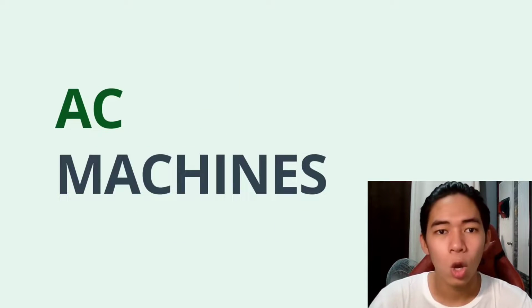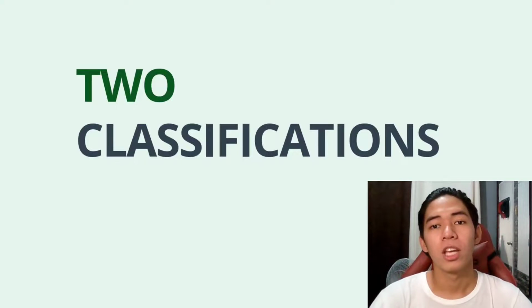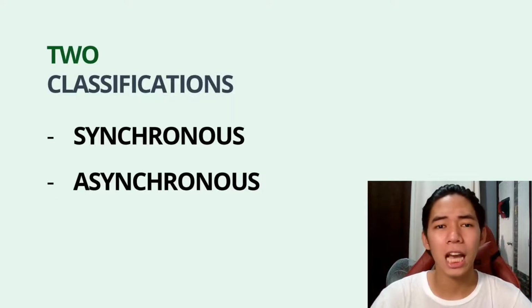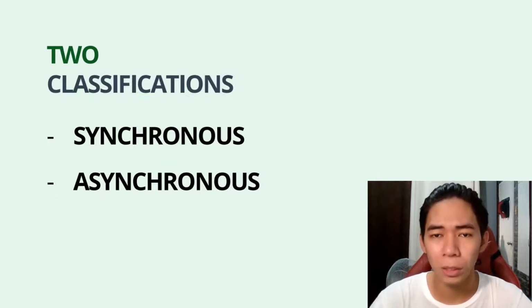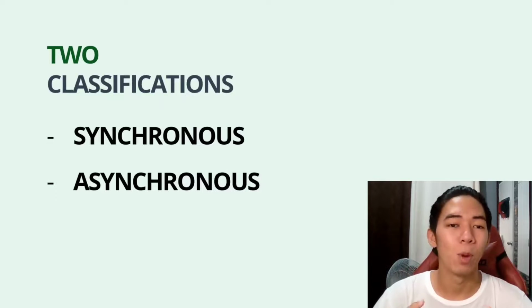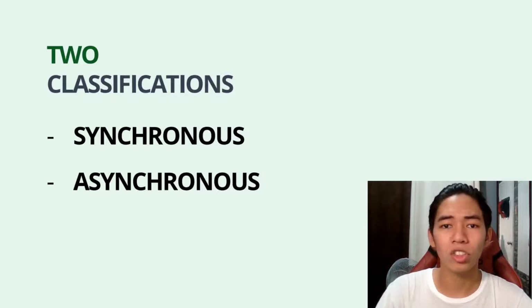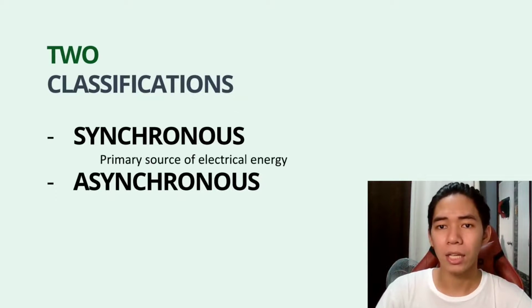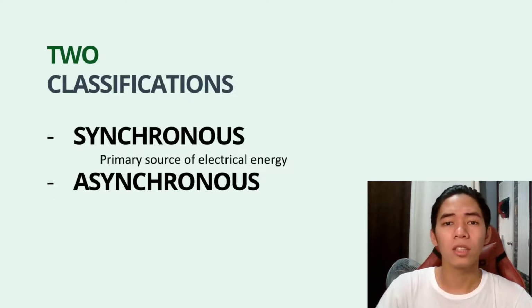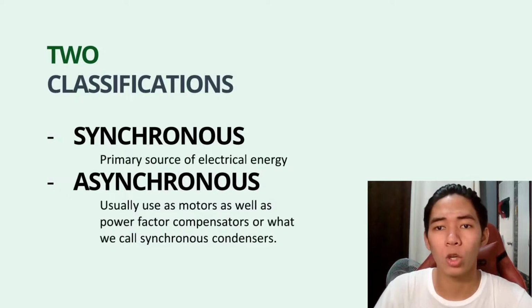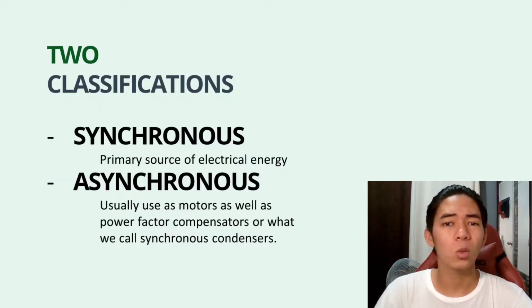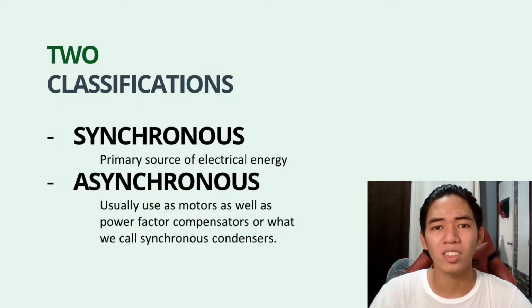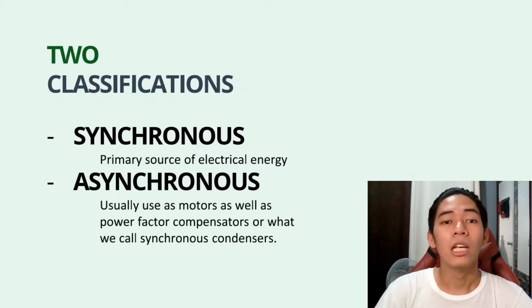Next, we have AC machines. We have the two classifications of AC: the synchronous and asynchronous, or pwede ring tawagin nating induction machines. So kanina we have the two kinds of machines in general, which is yung generator and motor. So when it comes to synchronous generators, usually ito ang primary source of electrical energy. And as for synchronous motors, it is usually used as motors as well as power factor compensator, or what we call synchronous condenser. And when it comes to induction motors, it is widely used as electrical motor in both domestic and industrial applications.